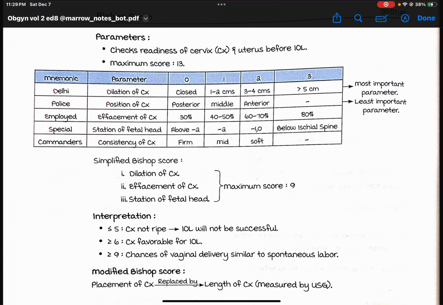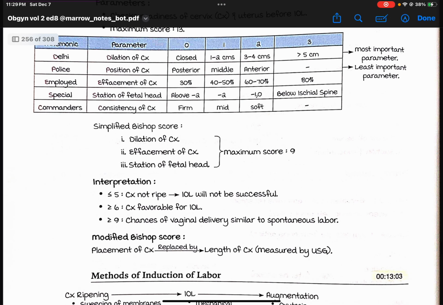Consistency: firm is 0, medium consistency is 1, and soft consistency is 2. Station of the fetal head: above -2 is 0, -2 is 1, -1 or station 0 is 2. So you have to remember -1 is 2. So -1 and 0 station is 2. Below ischial spine is 3. The most important parameter is dilatation. The least important parameter is position.